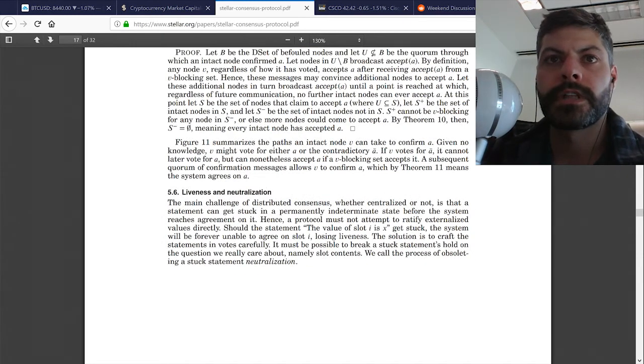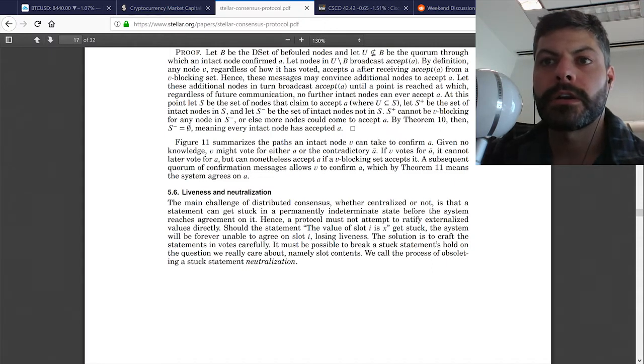5.6. Liveness and neutralization. The main challenge of distributed consensus, whether centralized or not, is that a statement can get stuck in a permanently indeterminate state before the system reaches agreement on it. Hence, a protocol must not attempt to ratify externalized values directly. Should the statement "the value of slot I is X" get stuck, the system will be forever unable to agree on slot I, losing liveness. The solution is to craft the statements in votes carefully. It must be possible to break a stuck statement's hold on the question we really care about, namely slot contents. We call the process of obsoleting a stuck statement neutralization.